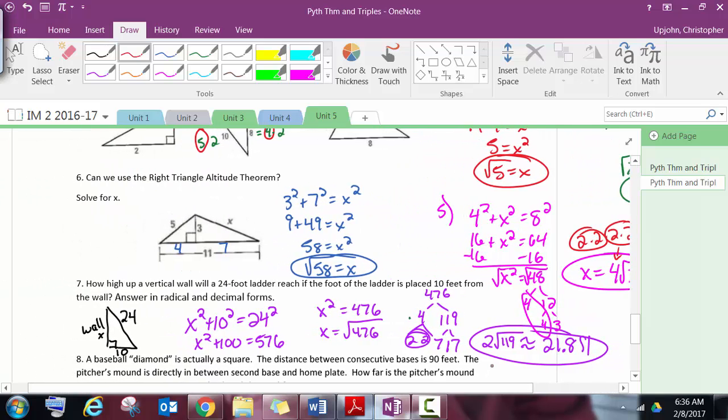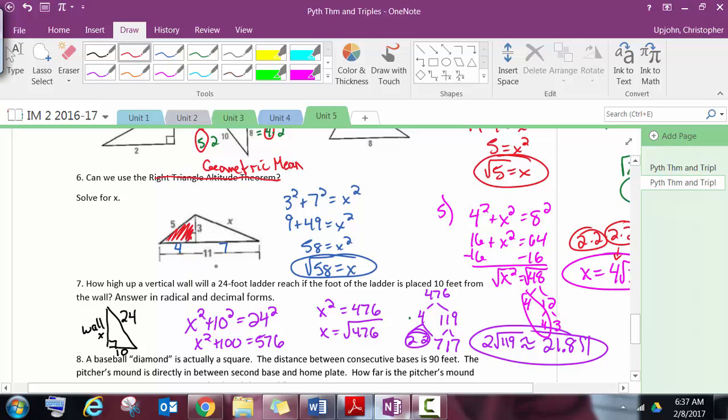Number 6. Can we use the right triangle altitude theorem or geometric mean? No, because this isn't a right angle up there. So we can't do that. So if we look at this right triangle, it's a 3, 4, 5 right triangle. And if we can see that right away, we can save some time.